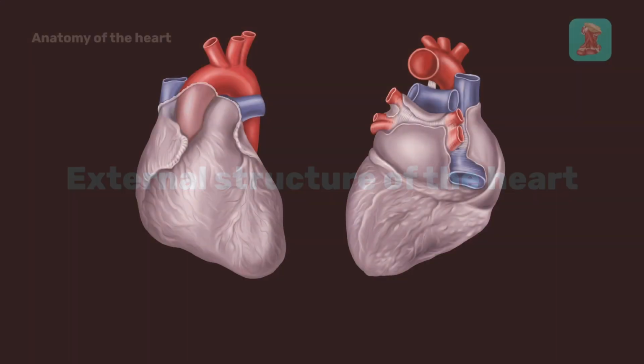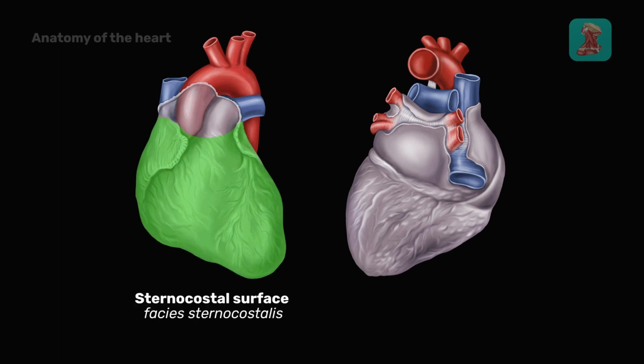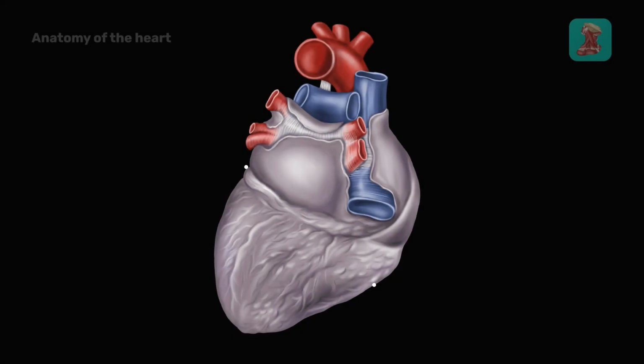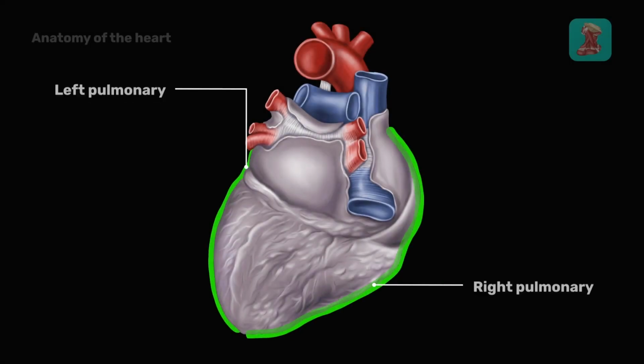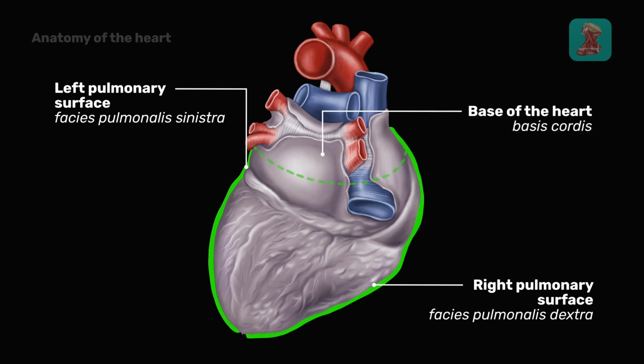Let's consider the external structure of the heart. It has the following surfaces. The anterior one is the sternocostal surface. The inferior one is the diaphragmatic surface. The lateral ones are the pulmonary surfaces, right and left, the base of the heart, and the apex of the heart.